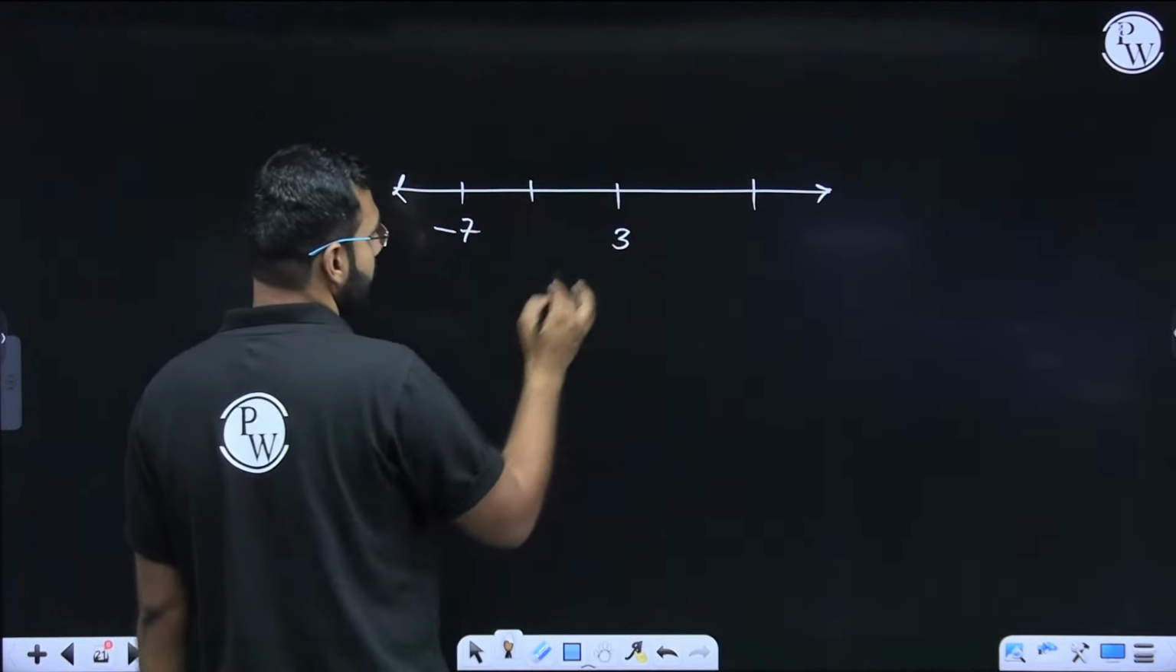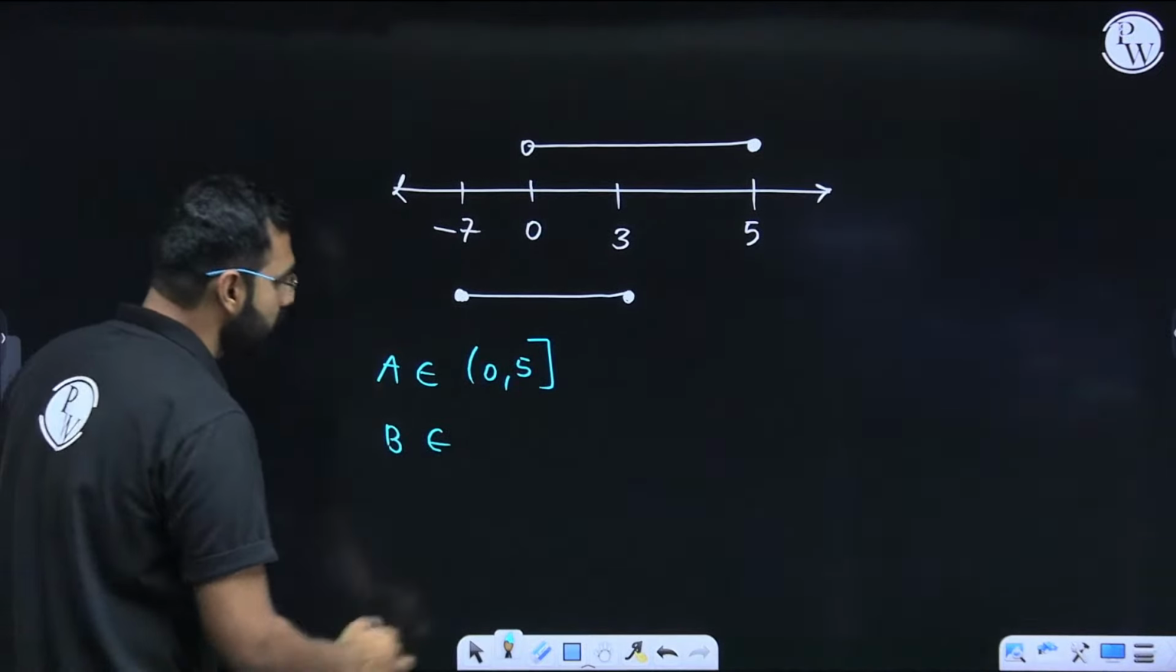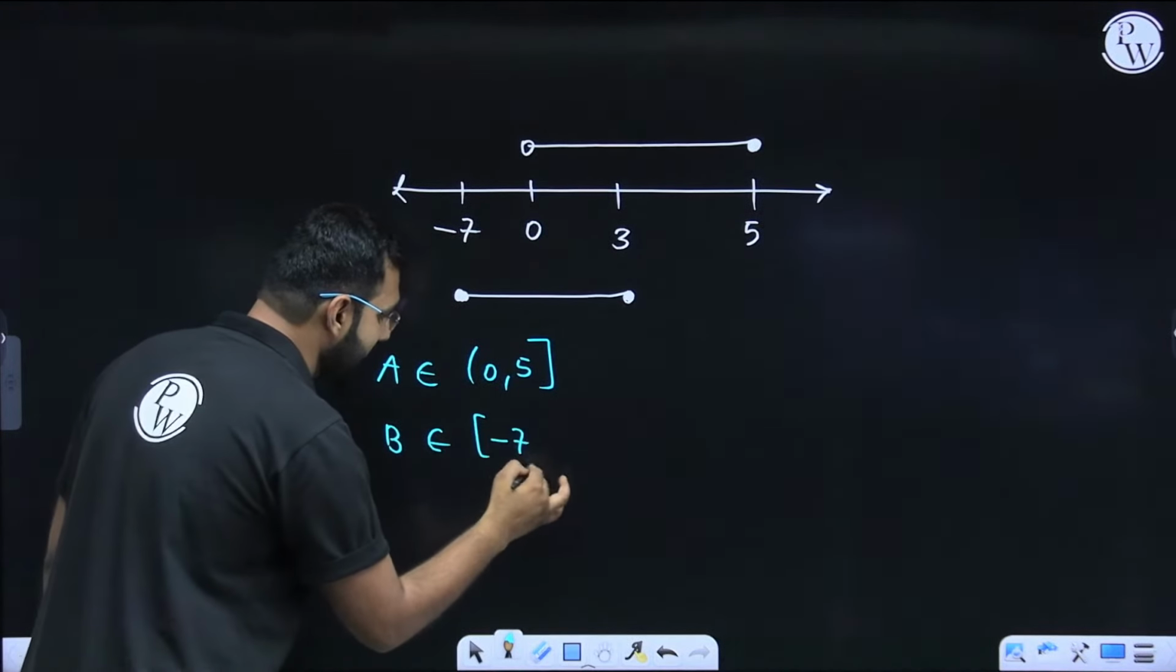So let's say this is a set A. So set A belongs to all the numbers from 0 to 5. I hope you're understanding. 0 to 5 means on 0 I'll be having open interval, on 5 I'll be having closed interval. There is another set B, which belongs to all the numbers from -7 to 3, where -7 and 3 both are included. Now, two things I'm asking you. Do write your answer in the comment box. What will you say about A union B, and what will you say about A intersection B? Do tell me.